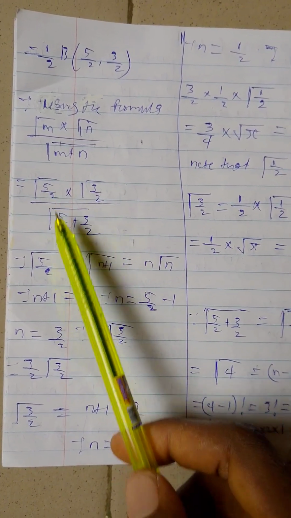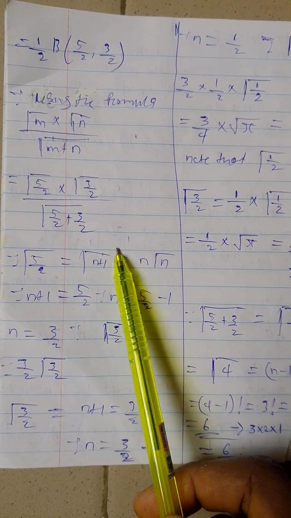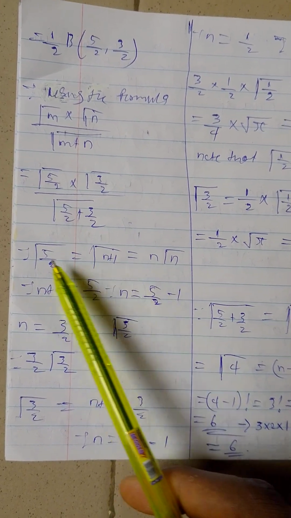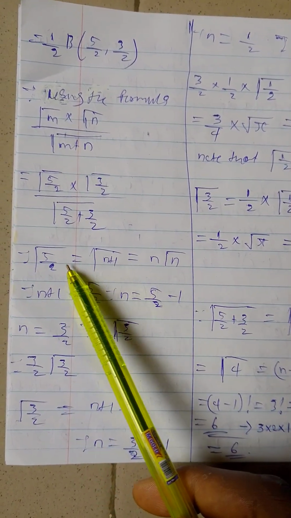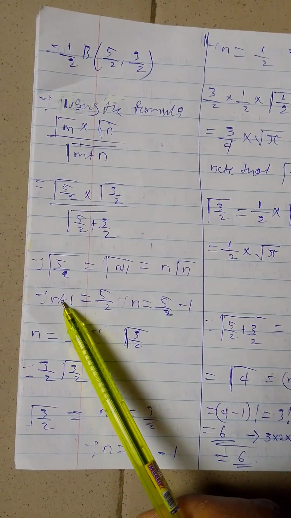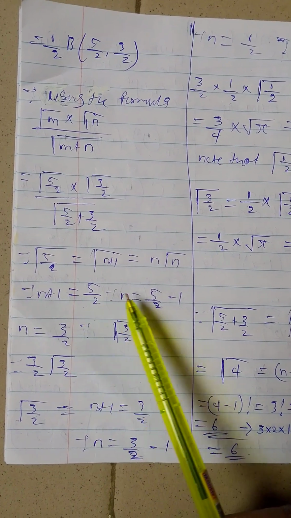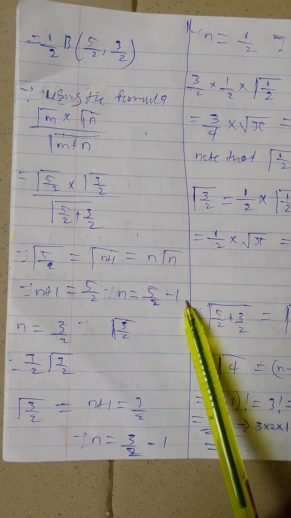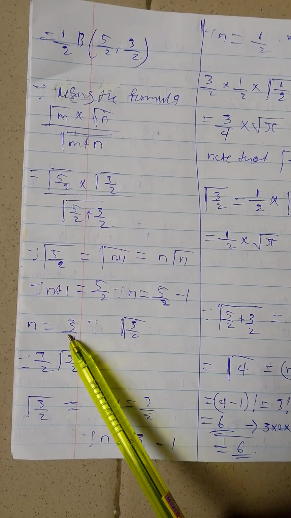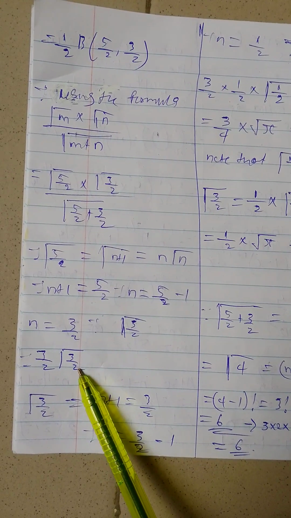So the gamma function of 5/2 is always in the form gamma n plus 1 equals n gamma n. Comparing this, gamma is out, so n plus 1 is equal to 5/2. Solving for n, this 1 moves over and becomes minus 1, so n is 3/2. Remember, it's always in the form n gamma n, so that becomes 3/2 gamma 3/2 again.